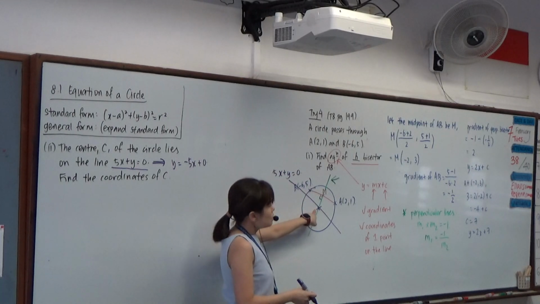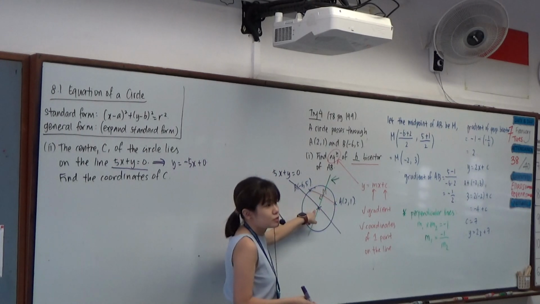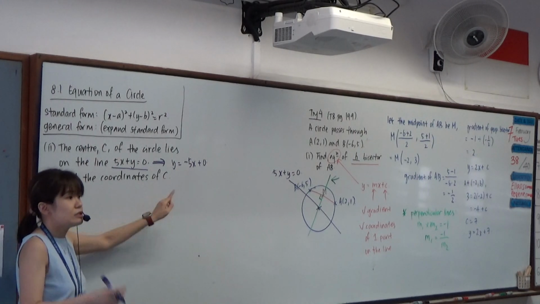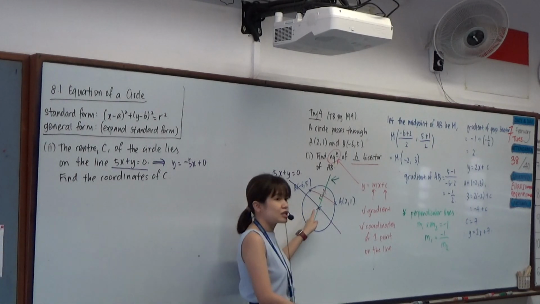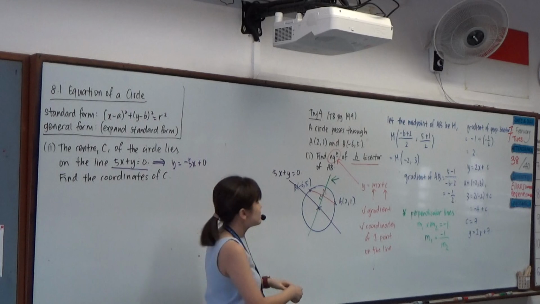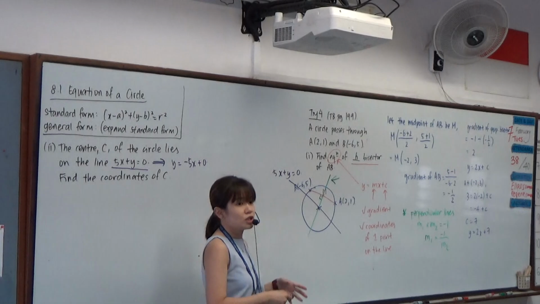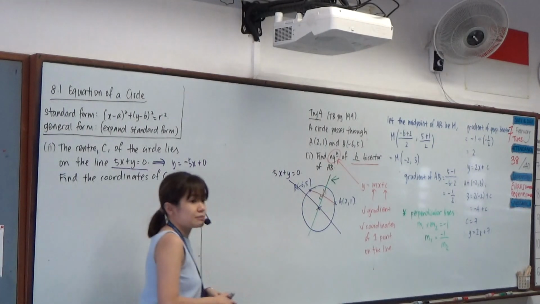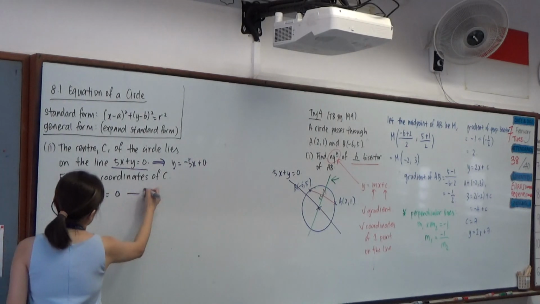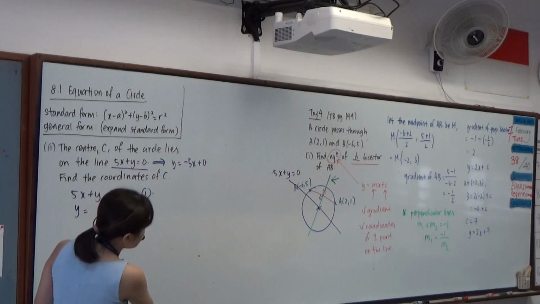So this purple line passes through the center, and the perpendicular bisector also passes through the center. The question wants you to find the coordinates of the center. So essentially what we're looking for is the intersection point of both the green line and the purple line. To find the intersection point, we do simultaneous equation solving, by substitution or by elimination, but usually we do it by substitution. So equation 1, then equation 2 will be what you found in part 1.